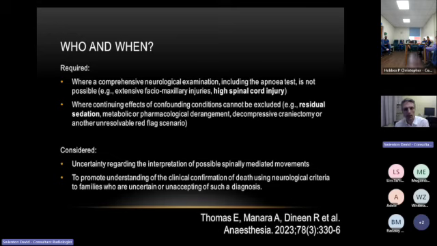the consensus guidance, the 2023 guidance, and that talks about when you can't complete the testing, or there are confounders, so extensive facial injuries, high spinal cord injury, concerns about residual sedation, so overdoses, metabolic and pharmacological derangements, decompressive craniectomy, not so much of an issue here, but in some centres, a lot of decompressive craniectomies can cause problems. And the ones I put in bold are the ones we have had testing for at UHL that I'm aware of, so high spinal cord injury and concerns over lingering sedation.